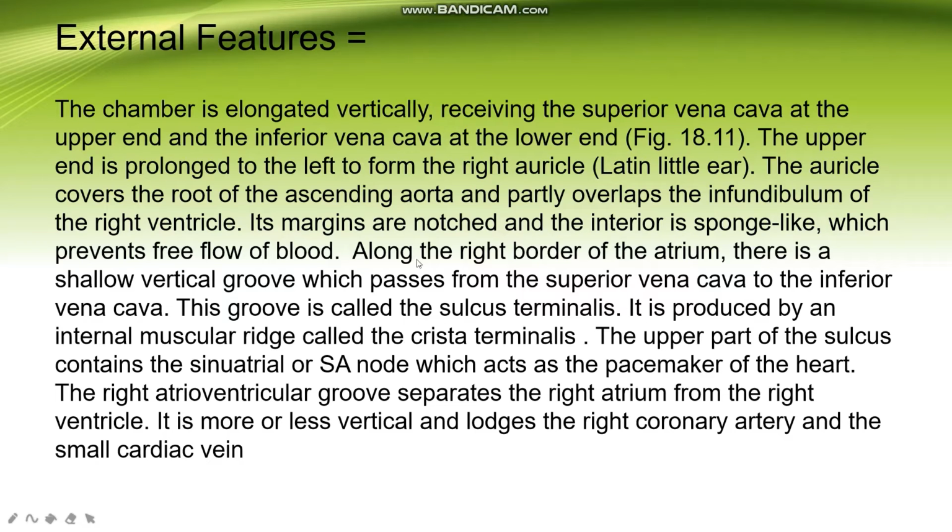Along the right border of the atrium, there is a shallow vertical groove which passes from the superior vena cava to the inferior vena cava. This groove is called the sulcus terminalis and it is produced by an internal muscular ridge called the crista terminalis. The upper part of the sulcus contains the sinoatrial or SA node, which acts as the pacemaker of the heart. The right atrioventricular groove separates the right atrium from the right ventricle. It is more or less vertical and lodges the right coronary artery and the small cardiac veins.